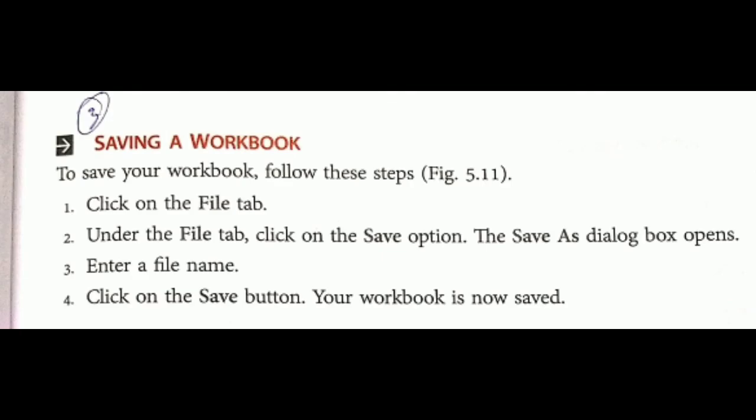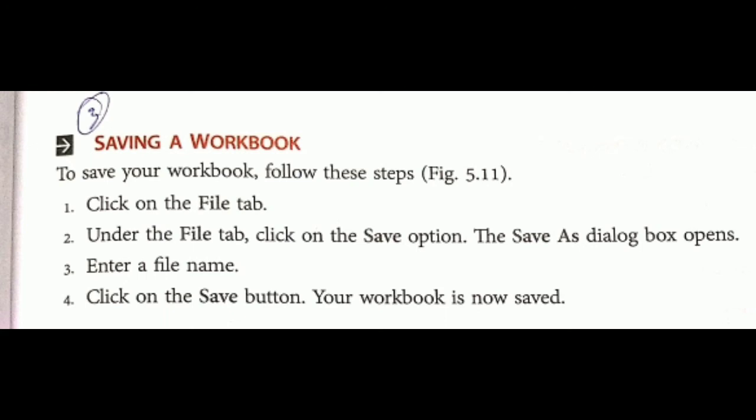Next, let us study how to save a workbook. The steps are: step number 1, click on the file tab. Step number 2, under the file tab, click on the save option. The save as dialog box opens. Step number 3, enter a file name. And step number 4, click on the save button. Your workbook is now saved.